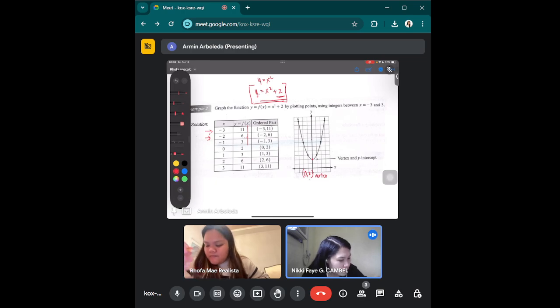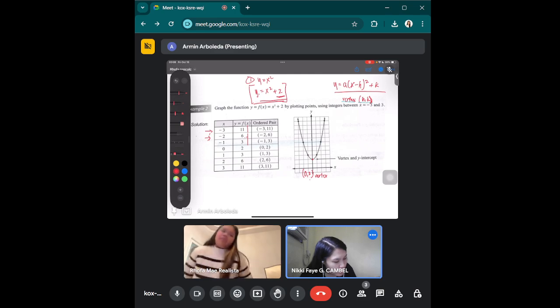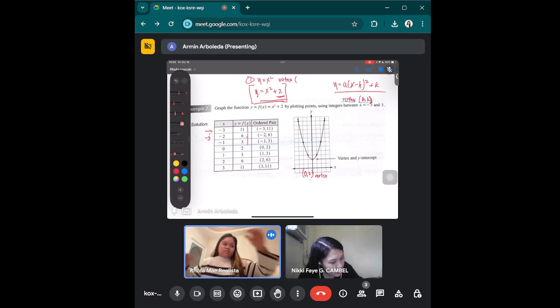So, do you remember our standard form? Yep. Is it y equals a times x minus h squared plus k? So, in this equation, you can get the vertex, right? The vertex would be h, k. Our example 1 doesn't have an h or k, right? It doesn't have an a either. So that's why the vertex here is 0, 0.